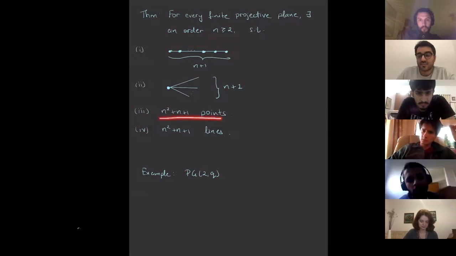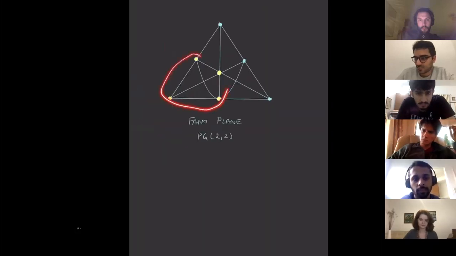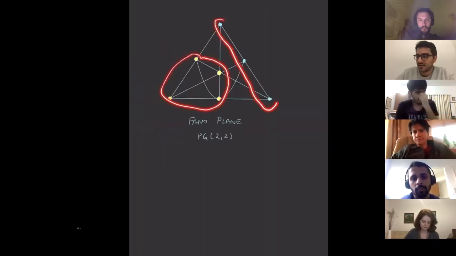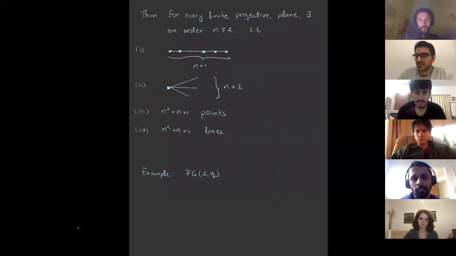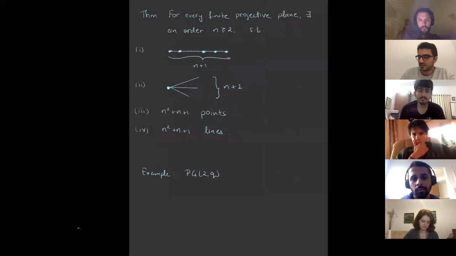You have n squared plus n plus 1 points. In the affine plane, you had these n squared points, and you added n plus 1 new points. These corresponded to the n plus 1 parallel classes. And you have n squared plus n plus 1 lines. Again, the typical example for a finite projective plane will be denoted by PG(2, q).